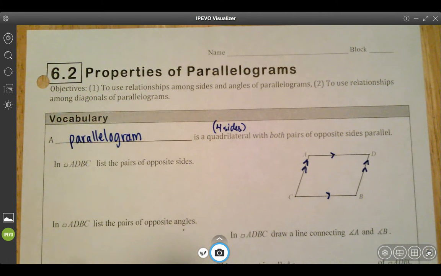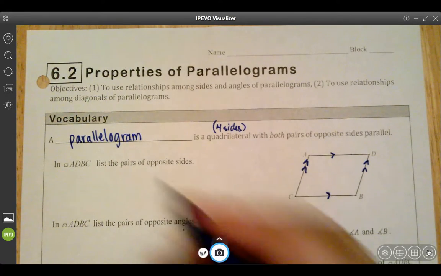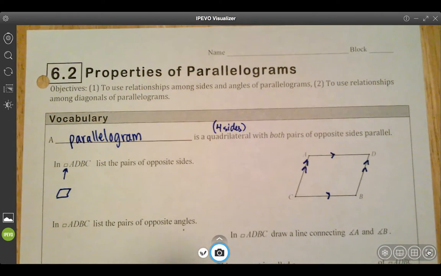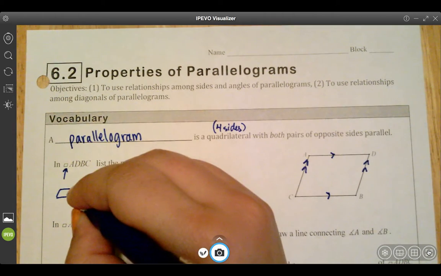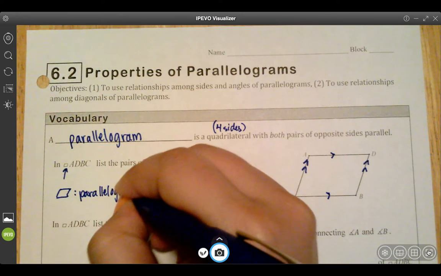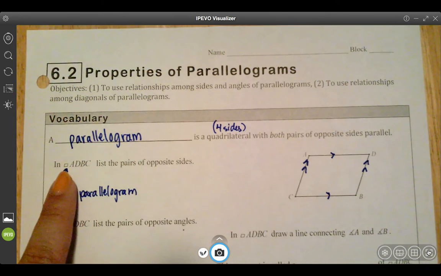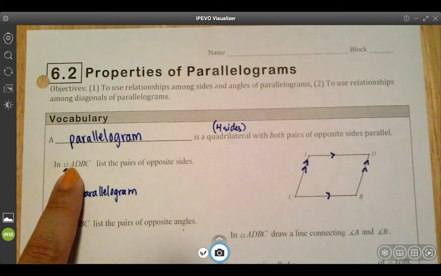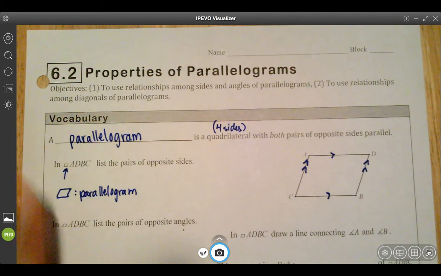Okay, so when we're writing parallelograms, instead of writing out the whole word, we have this symbol right here. It looks like a rectangle that's a little bit squished. It means parallelogram. And so if you see the parallelogram symbol, you can assume that the shape is a parallelogram. If it just says quadrilateral ADBC, then you cannot assume that it has the parallelogram properties.